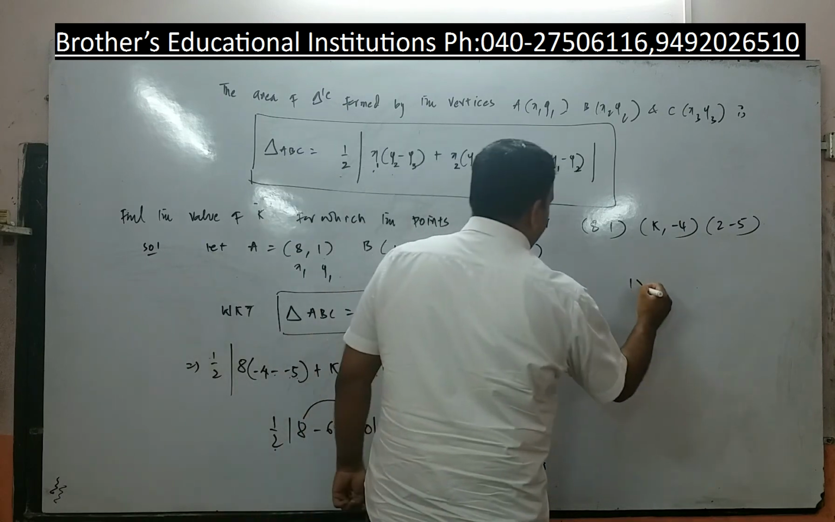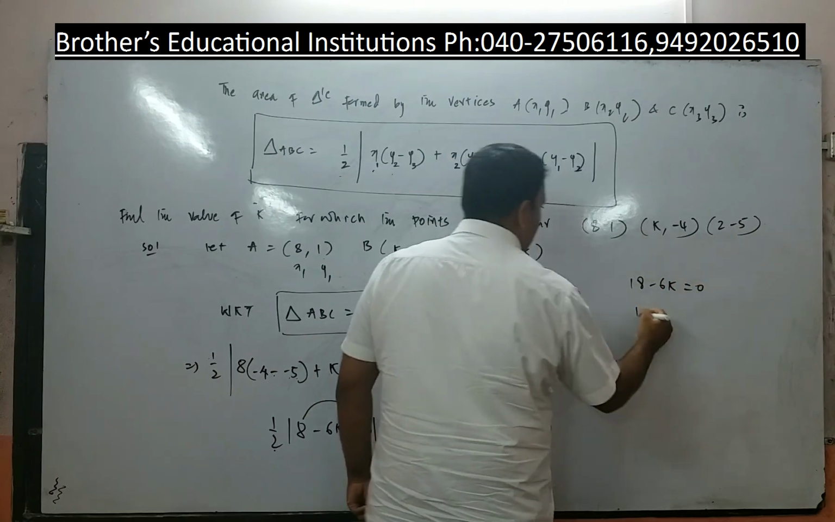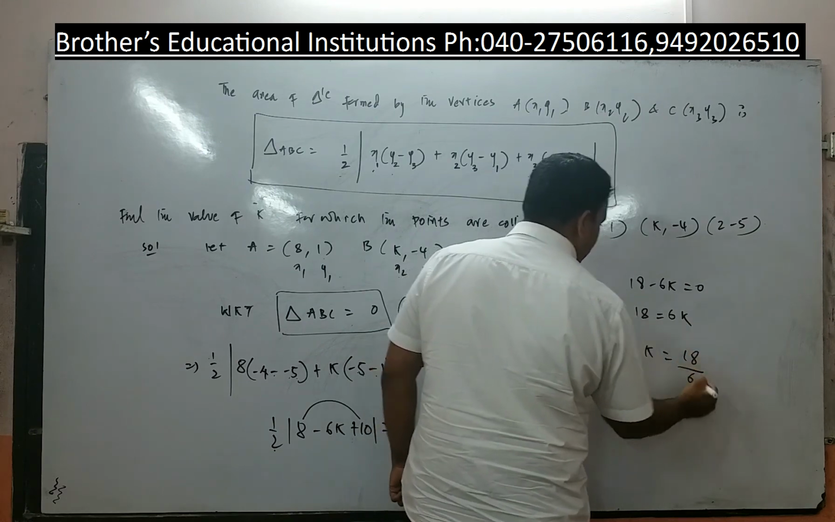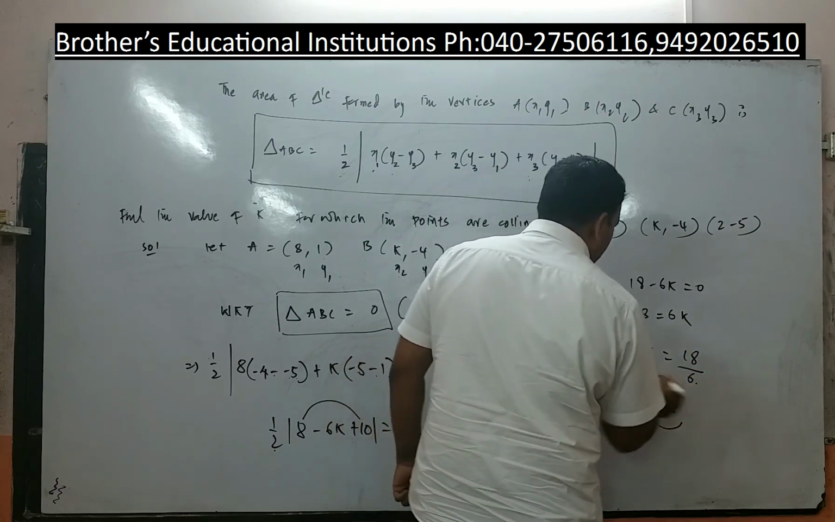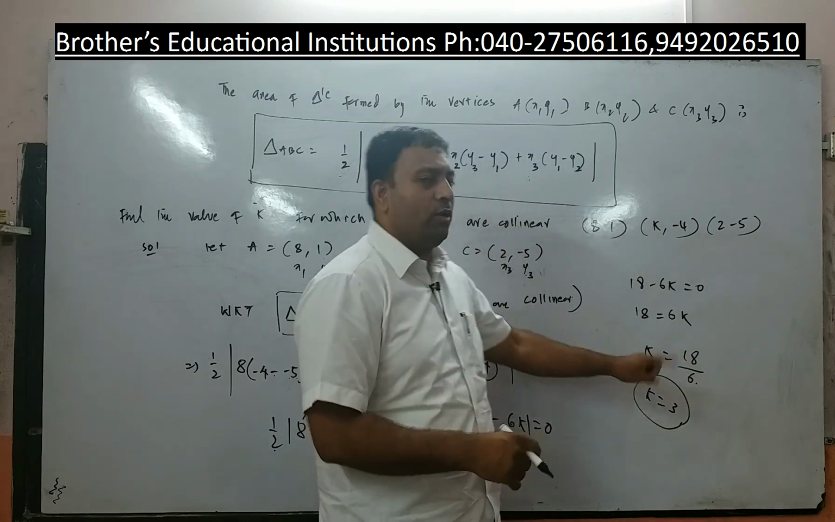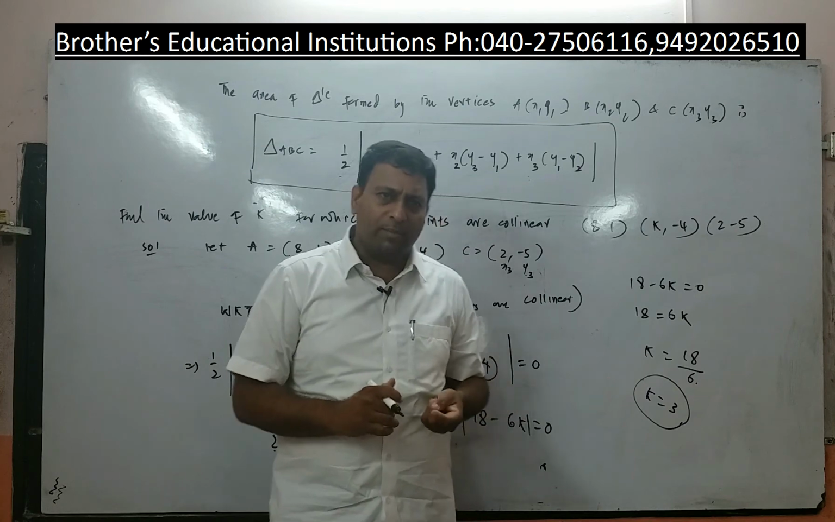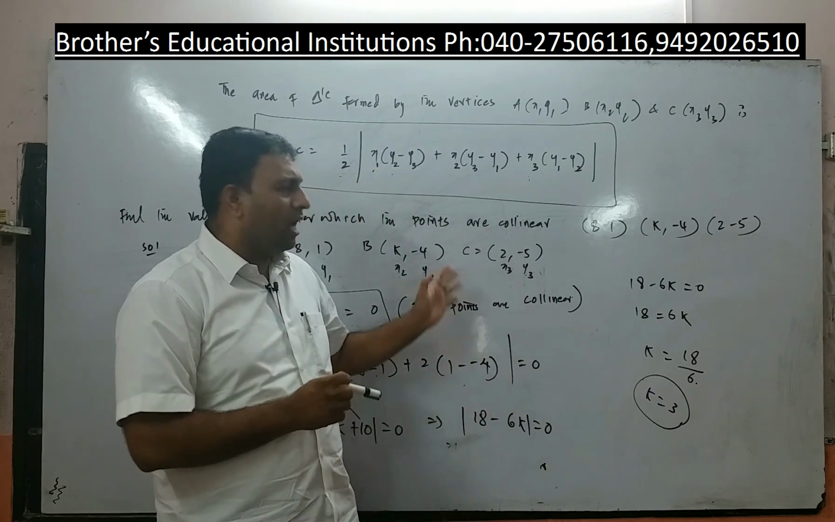Now I write 18 minus 6k has to be 0. So 18 is equal to 6k. Therefore k is equal to 18 divided by 6. Hence k is equal to 3. Don't write 3 units. k is the value, it is not the area. So this is finding the unknown quantity using the same concept. I am sure you have understood how it is done.